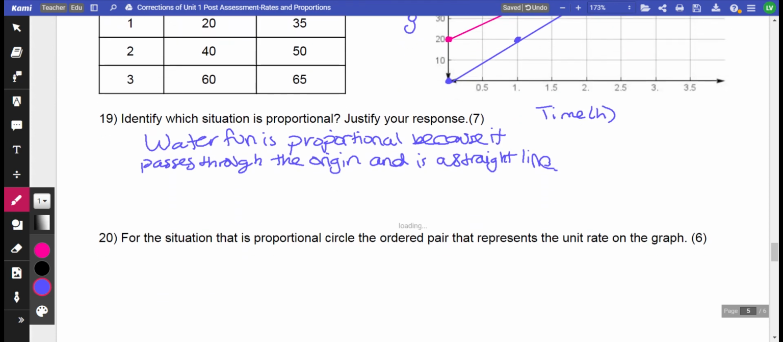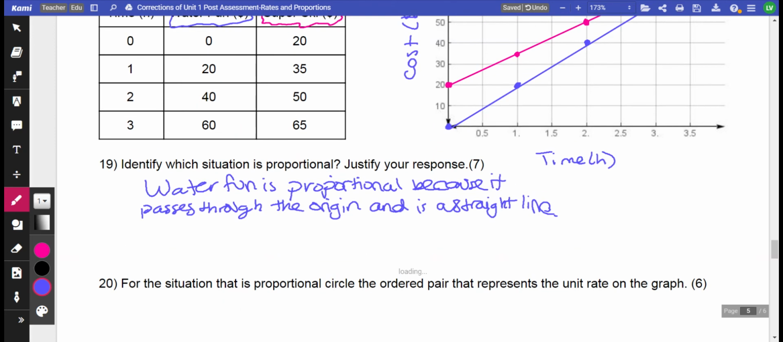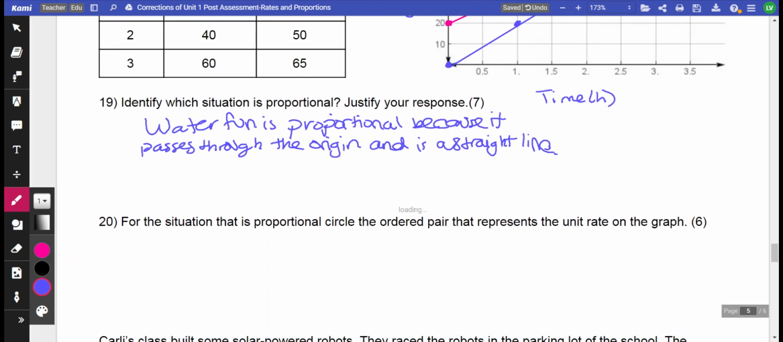Number 20, for the situation that's proportional, circle the ordered pair that represents the unit rate on the graph. Well, that is going to be the ordered pair of the unit rate. My apologies. That means that you want to have an x value of 1, so that is going to be 1, 20.